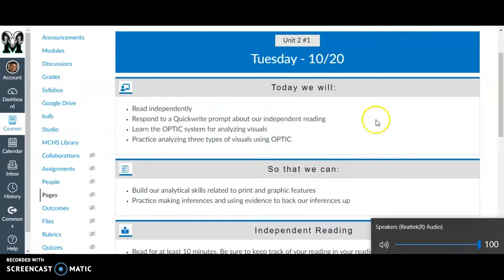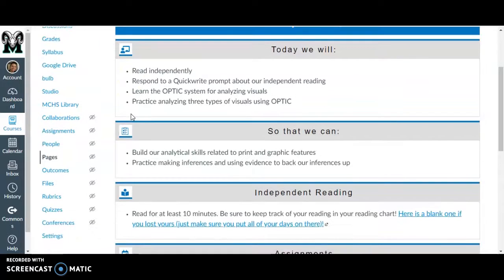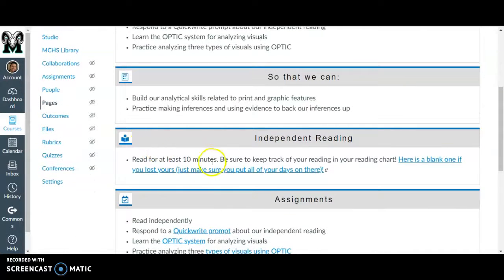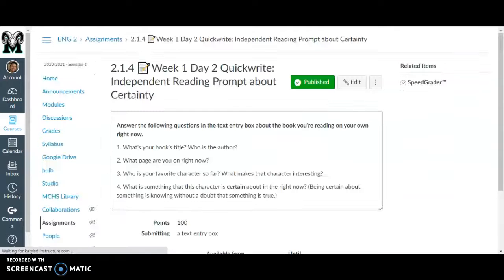For English 2 on Tuesday, of course, make sure you take attendance, do the daily check-in. You will be reading for 10 minutes. You're going to respond to a quick write, and you'll be practicing OPTIC. We're going to be looking at some pictures. So after you read for 10 minutes, you're going to answer these questions about your book.